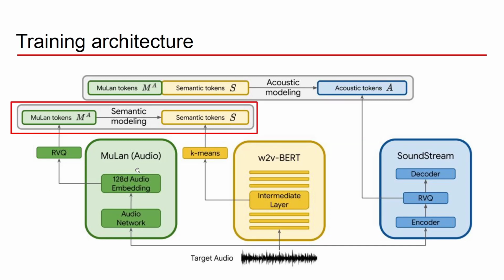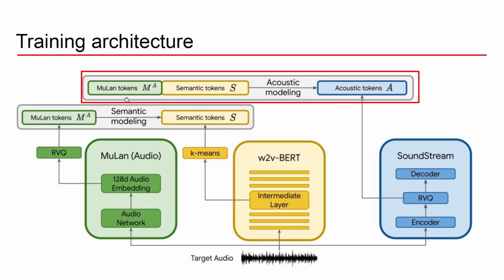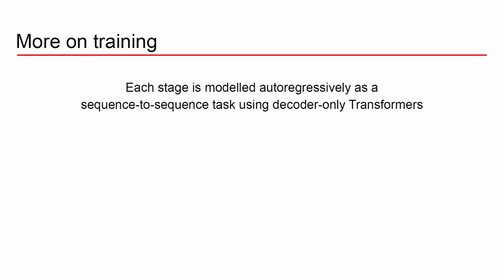Okay, so now we move to step 2, which is the semantic modeling. So as you can see, we have the MuLan tokens, which we use for conditioning the training so that we can get a mapping for the semantic tokens starting from MuLan tokens. And then we have the third step, which is that of acoustic modeling. So now the acoustic model is conditioned on both MuLan audio tokens and semantic tokens that we've created with the semantic modeling. I'd like to give you a little bit more information about training.